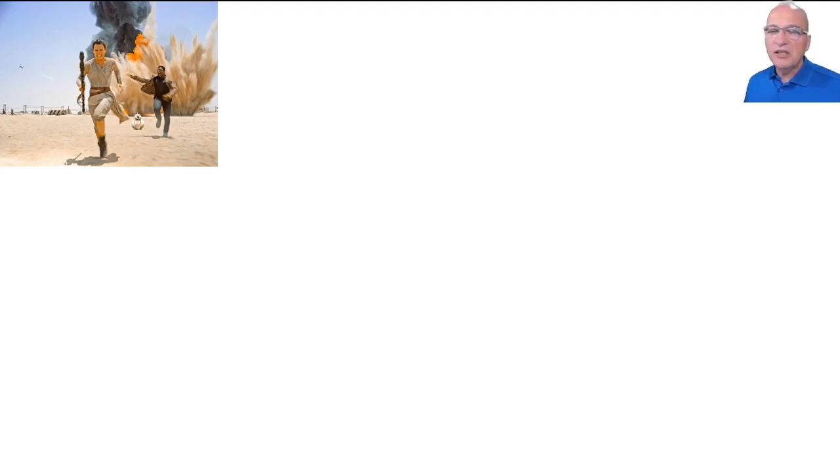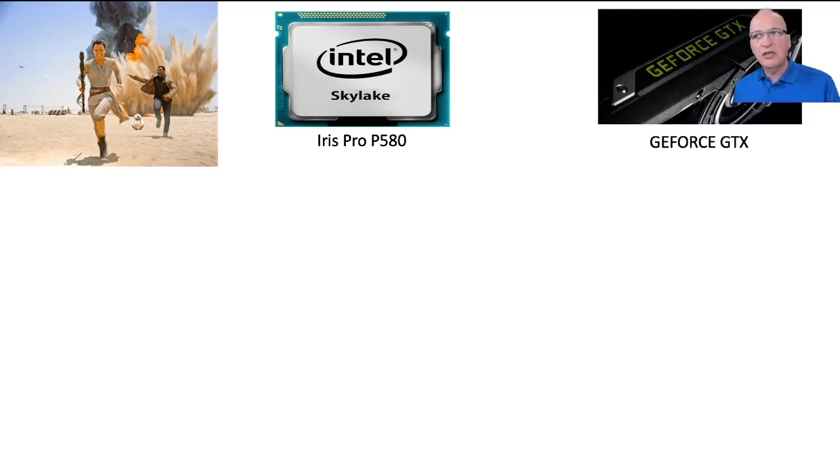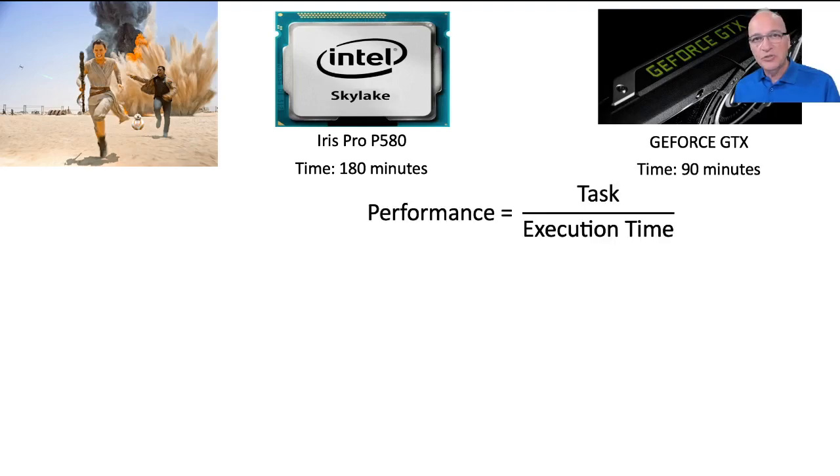But now let's translate this to something that's more related to computers. Let's say that my task now is to render an explosion in a movie. And I have the Skylake Iris Pro P580 to do this rendering, and I have the NVIDIA GeForce GTX. Let's say that the Skylake takes 180 minutes and the GTX takes 90 minutes. The question now is, what's the performance of each one of those processors?